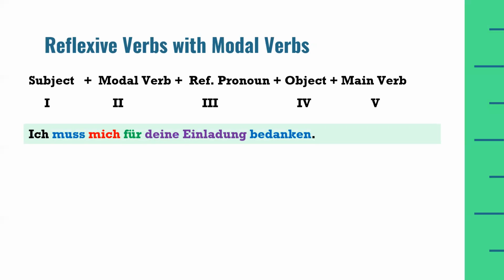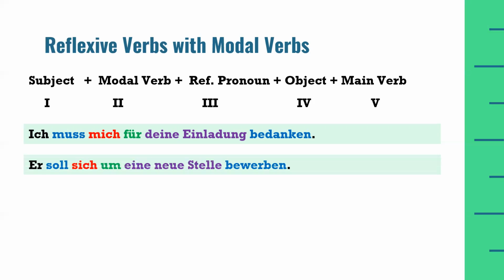Ich muss mich für deine Einladung bedanken. I must thank you for your invitation. Now you see that we have put the modal verb müssen at second position and it is conjugated according to the subject ich, so it becomes muss. At third position, we have used the reflexive pronoun mich for the subject ich, and bedanken goes to the last position of the sentence and remains in the infinitive form.